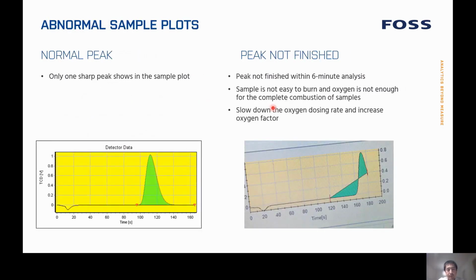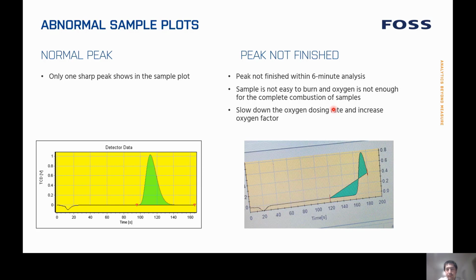And also in the system, you will get some abnormal results. The first picture here shows a normal peak. This is a very sharp peak with a normal distribution. But sometimes when you get a peak like this, that means the analysis is not finished in 6 minutes. In the software the normal setting is 6 minutes, by which the analysis should be done. Of course you can adjust this analysis time and make it longer.